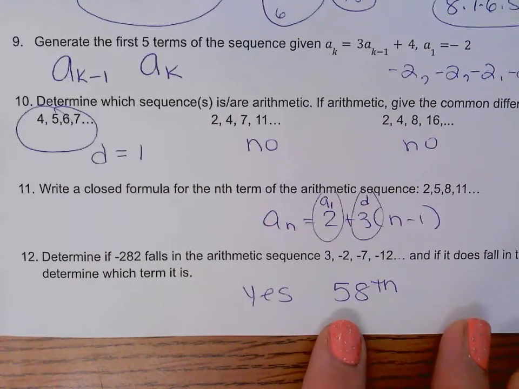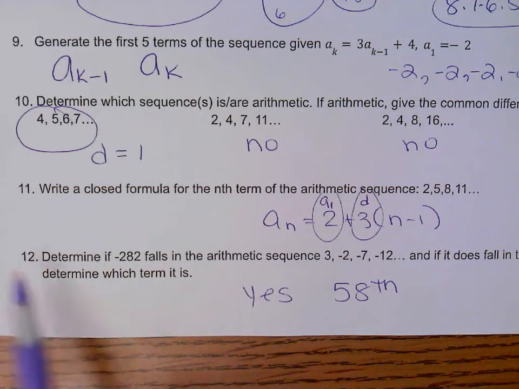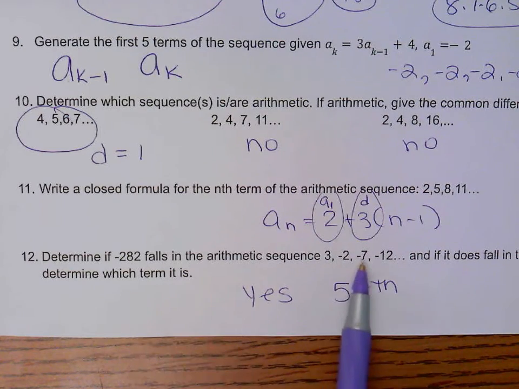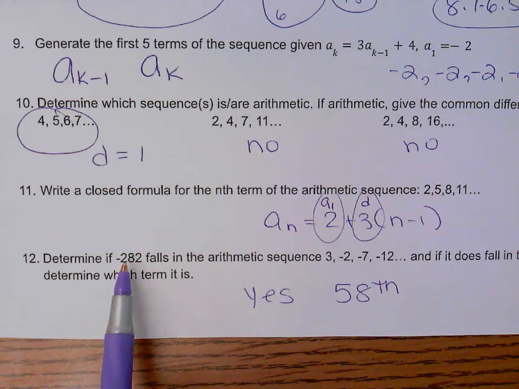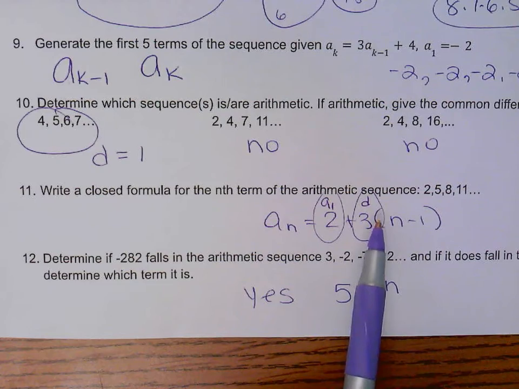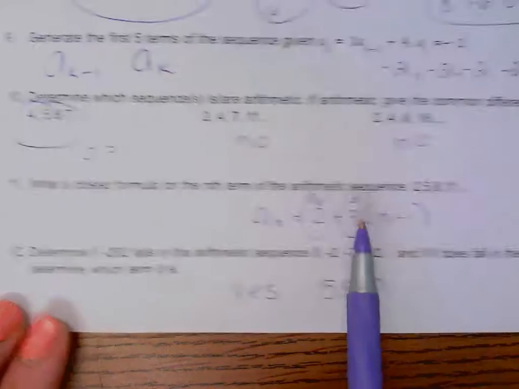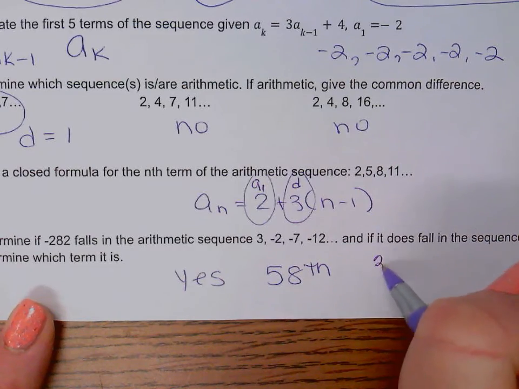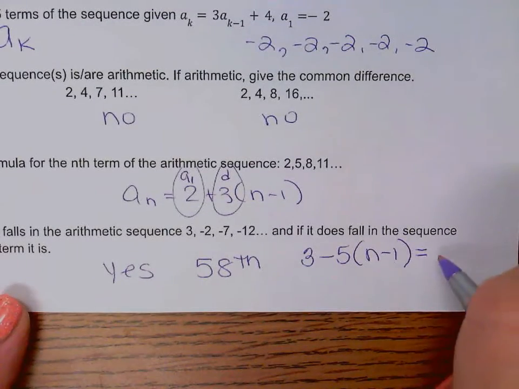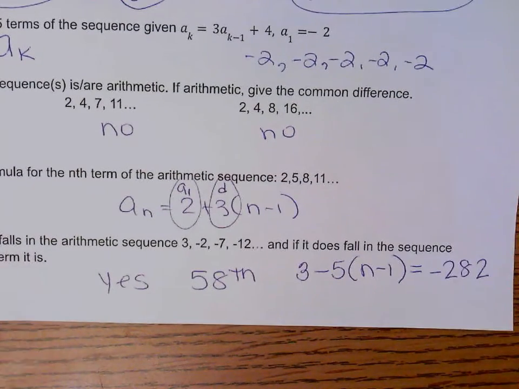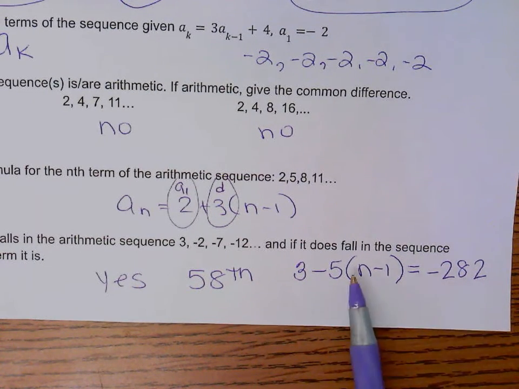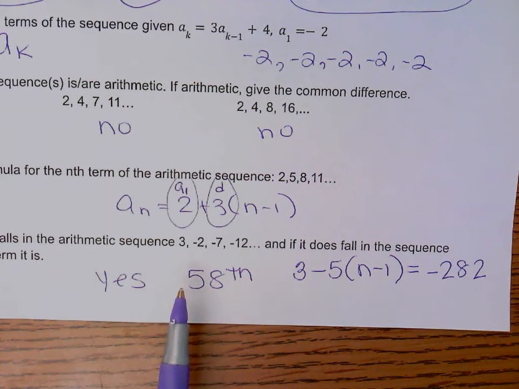All right, and then this was kind of a challenge one that we looked at on Friday. They give you the beginning of a sequence, and you just have to figure out, if I keep subtracting 5, will I ever get to -282? So you could do guess and check. You could use the formula and the table on your calculator. You could actually write out the formula. So the formula would be 3 minus 5 times n minus 1. Will that ever equal -282? So you would subtract 3 to the other side, divide by -5, and add 1, and you should get the 58th term. Show of hands.